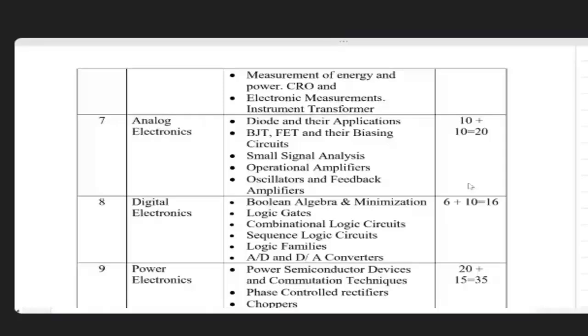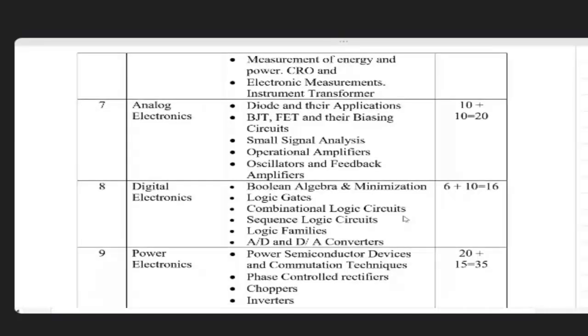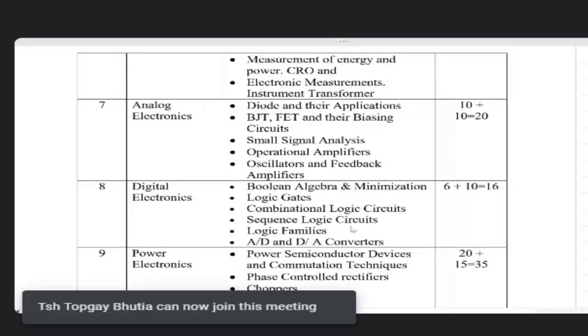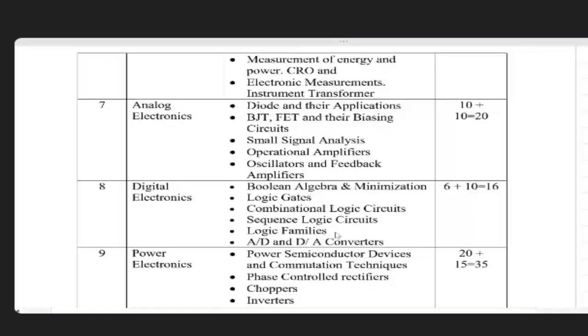Next subject is digital electronics: number systems, logic gates, sequential circuits, combinational circuits, analog to digital converter, digital to analog converter, logic families, universal gates. Its weightage is 16: 6 marks MCQ and 10 marks descriptive type questions.